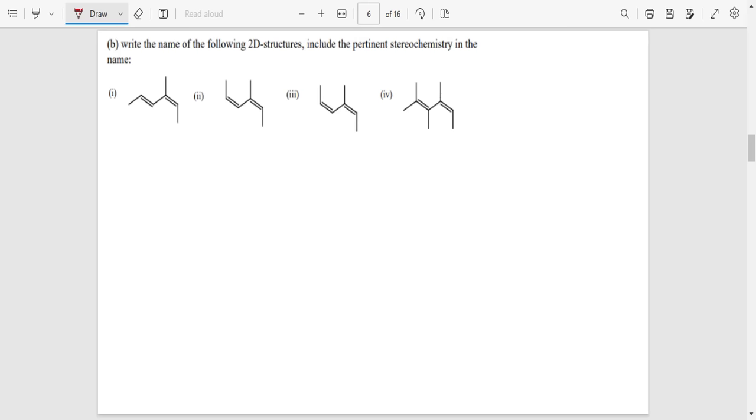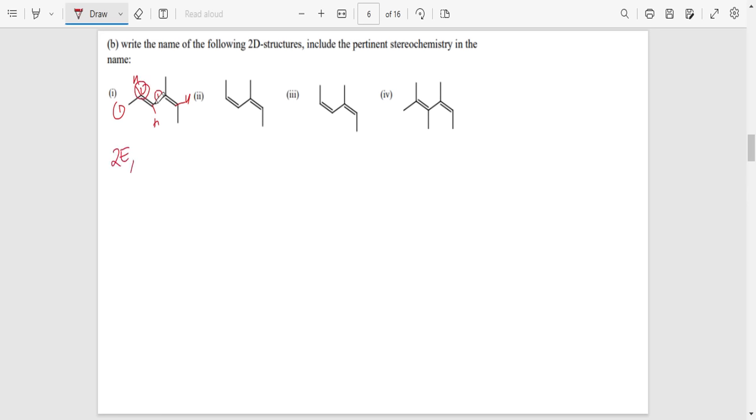Let's consider the next. Write the name of the following 2D structures. Include the pertinent stereochemistry in the name. We want to also include the stereochemistry. So if I put a hydrogen here and then a hydrogen here, I also put a hydrogen here. This is going to be the first group. This is going to be the first group. They are on opposite sides, as we are able to see. Opposite sides. What is going to be the name? This is position number 2. Okay, this is going to be 2E.